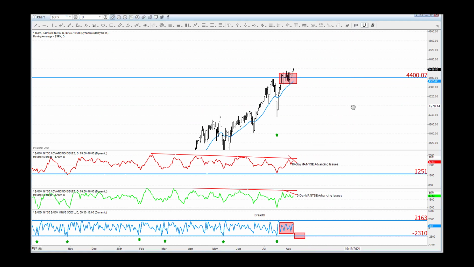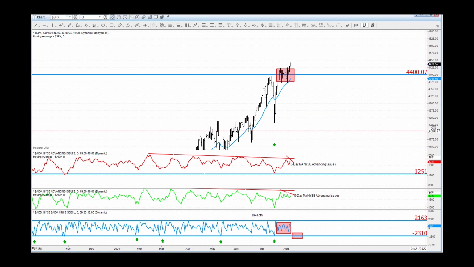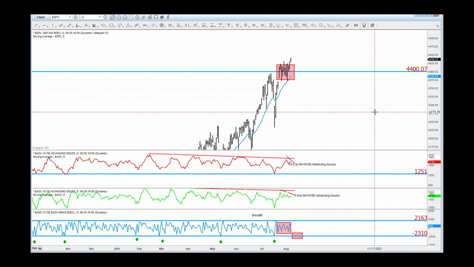Okay, here is the updated view of market internals, specifically NYSE breadth. The red line is a 10-day moving average of NYSE advancing issues only. The green line is a 5-day moving average of NYSE advancing issues, and the blue is breadth. It's the net of advancing minus declining issues on a day-to-day closing basis.